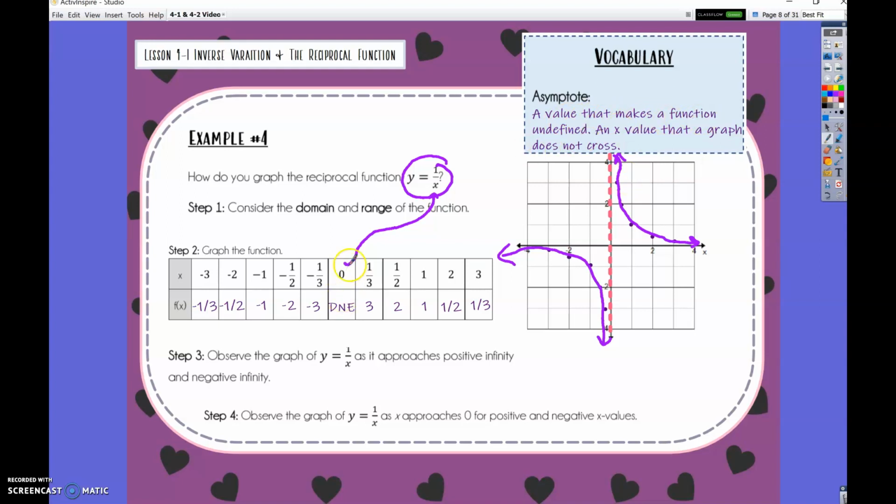Look at 0. When you put 0 in for x, you can't divide by 0. 1 divided by 0 is an undefined value. So it makes the function undefined, and therefore it's an x value that the graph does not cross. When you look at that, you can just see this general shape. This is the basic shape of inverse functions. And now we're going to remember transformations from topic 1 and apply those to these types of graphs as well.